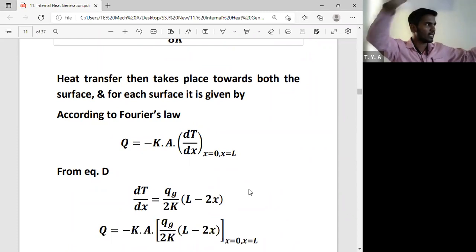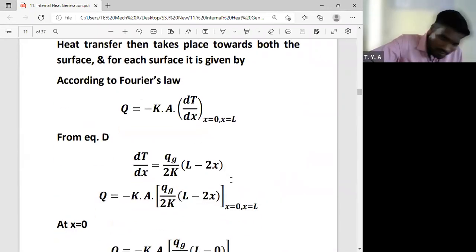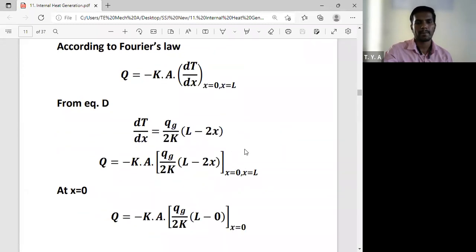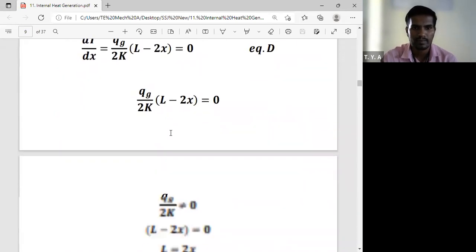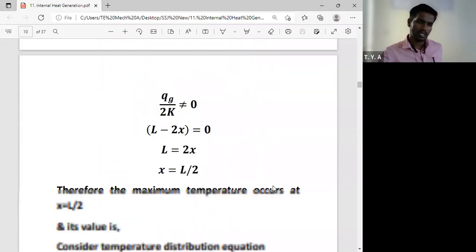आता आपल्याला माहिती आहे मिडल टू त्या सरफेस कडे हीट ट्रान्सफर होणार. ओके, सो फ्रॉम इक्वेशन डी, write down dT by dx is equal to qg by 2k into bracket L minus 2x. हे ऑलरेडी आपण इक्वेशन डिराइव केलेलं आहे, dT by dx. इक्वेशन डी वरती लिहिले का बघा तुम्ही, dT by dx is equal to qg by 2k into bracket L minus 2x. Okay, so we have to use that same equation.